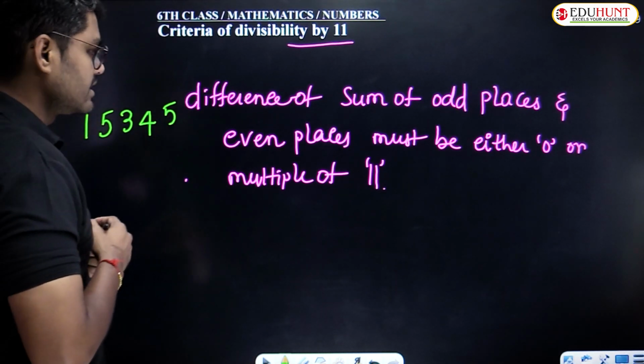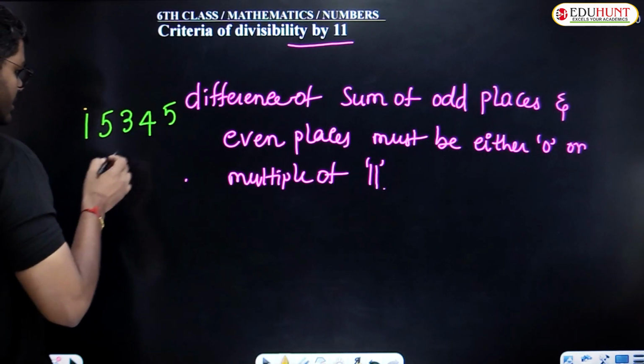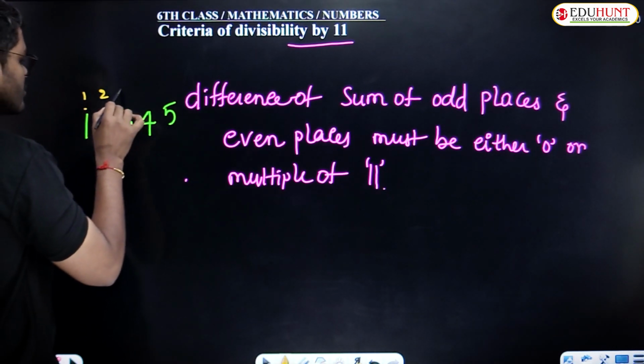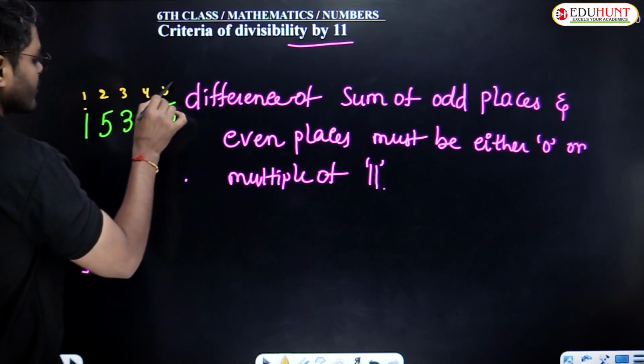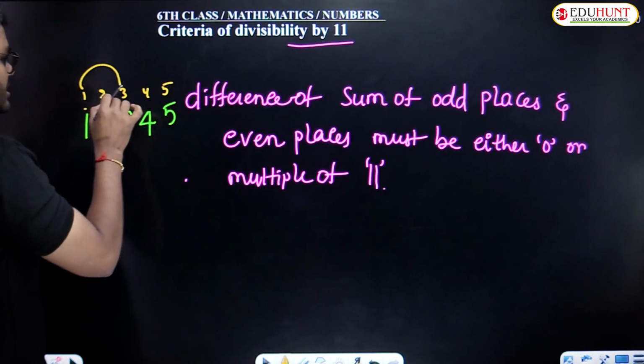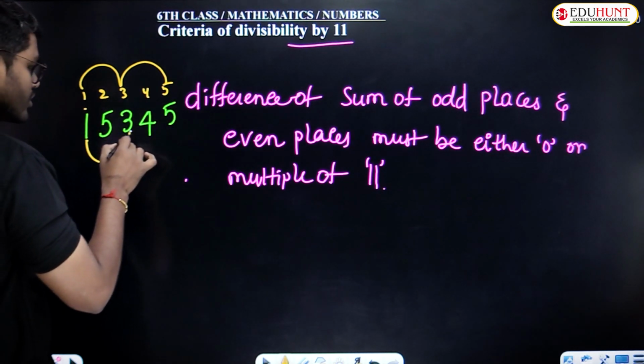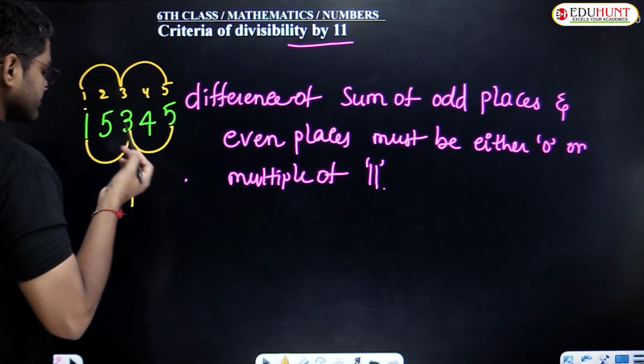Take this number. Sum of odd places and sum of even places. Let's check. Give the order 1, 2, 3, 4, 5. 5 numbers are there. Sum of odd places: 1 and 3 and 5. Okay. Now 1 plus 3 is 4, 4 plus 5 is 9.